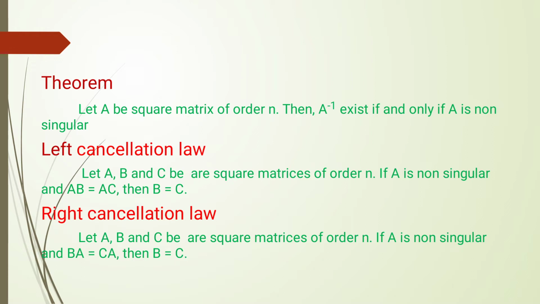Left cancellation law. Let A, B and C be square matrices of order n. If A is non-singular and AB equals AC, then after the left cancellation, B equals C. Right cancellation law. Let A, B and C be square matrices of order n. If A is non-singular and BA equals CA, after the right cancellation, we will get B equals C.